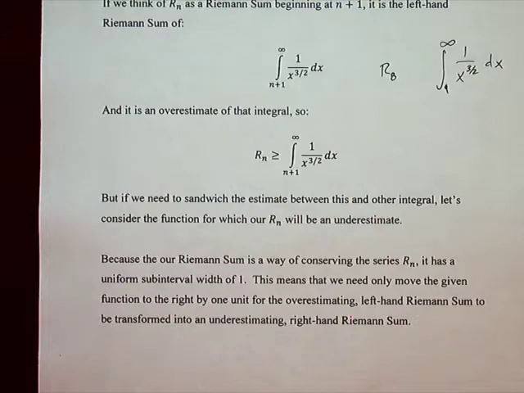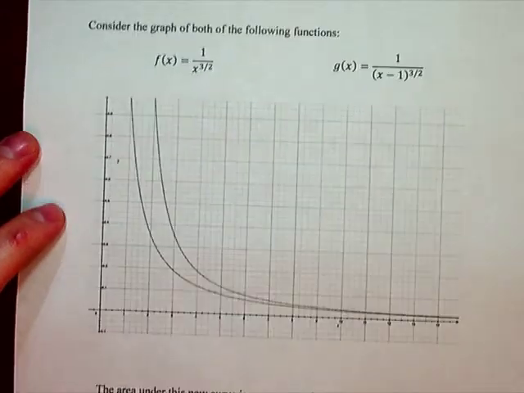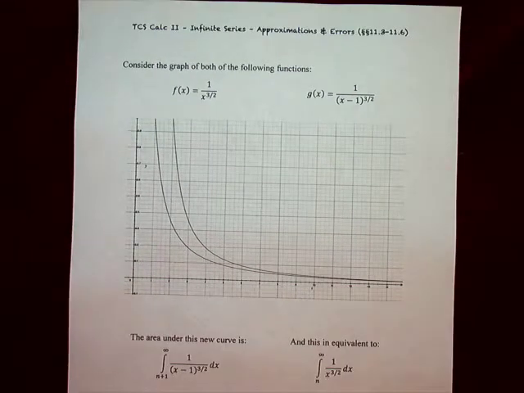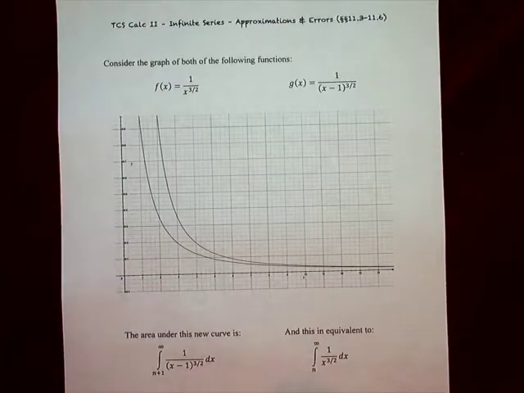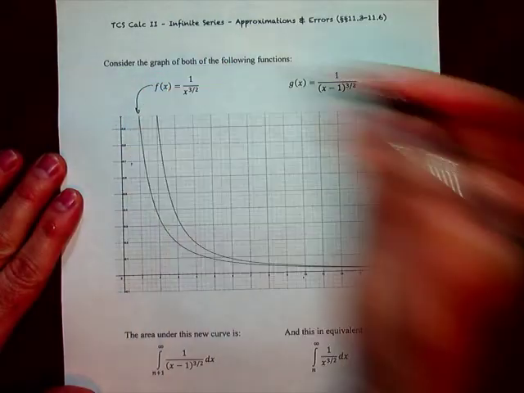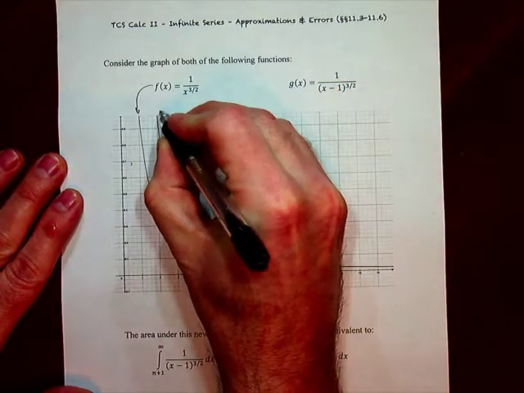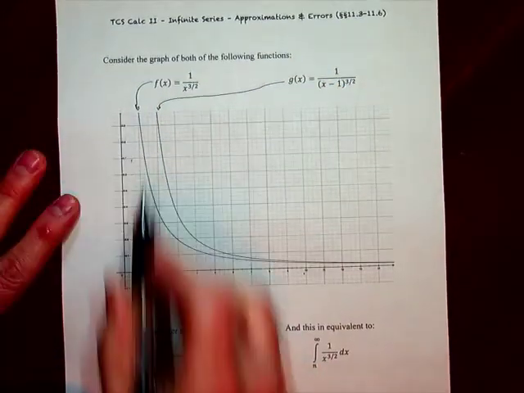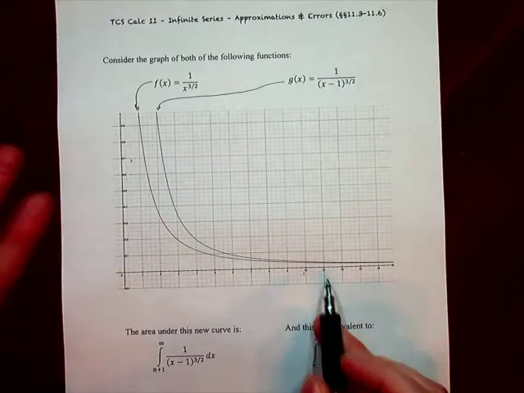And let me show you what I mean by that. Now, I'm going to do more than just the points that are associated with the R sub 8. I'm going to show you that just the Riemann sum in general, the left-hand Riemann sum of this function over here, is going to be the underestimate of this one, because they're exactly 1 unit apart, okay?